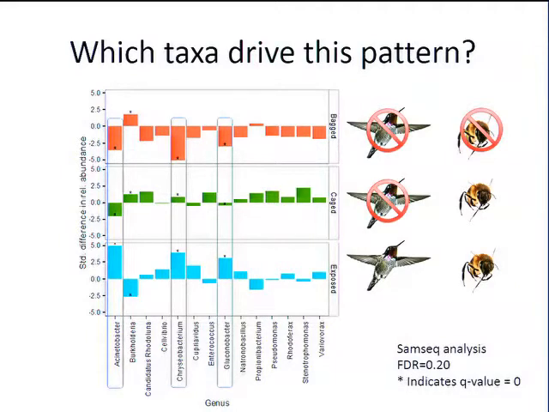Gluconobacter is an acetic acid bacterium, which we commonly find in nectar, and we know that it does very well in nectar. And Acinetobacter has also been described from floral nectar before. And so we expect that these particular taxa would be quite abundant. But it also seems like they rely on these pollinators for dispersal.